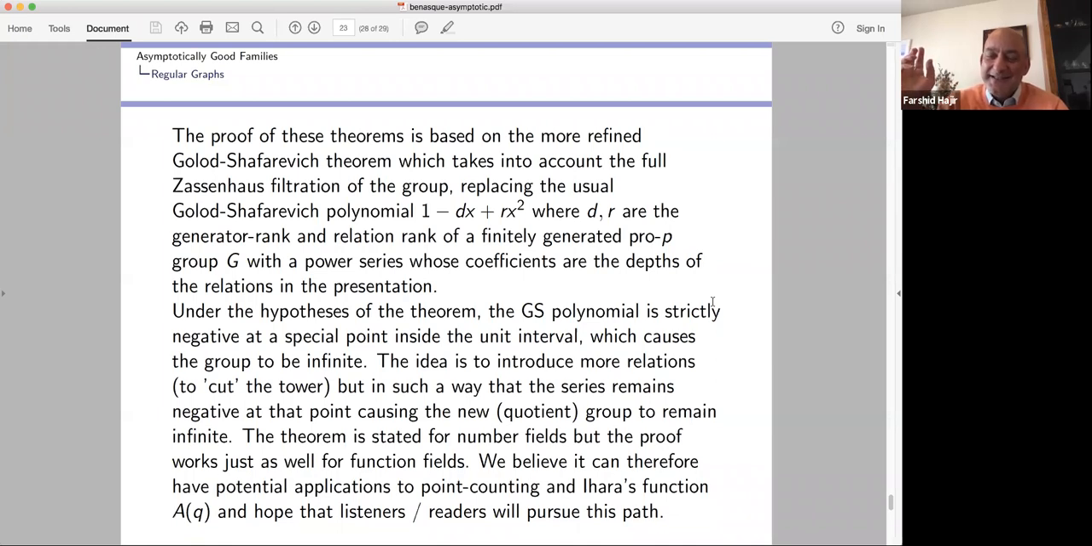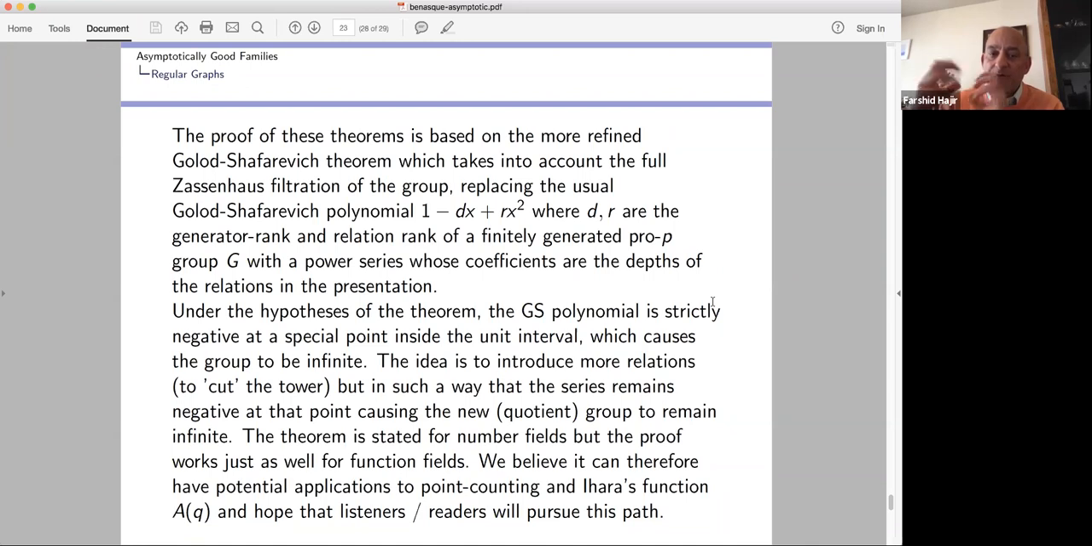So there's a Golod-Shafrevich polynomial, it's 1 minus dt plus rt squared, where d is the number of generators of the group and r is the number of relations. This is for any pro-P group that's finitely presented. And usually people use that. And if this polynomial has a negative value in the unit interval, then the group is infinite.